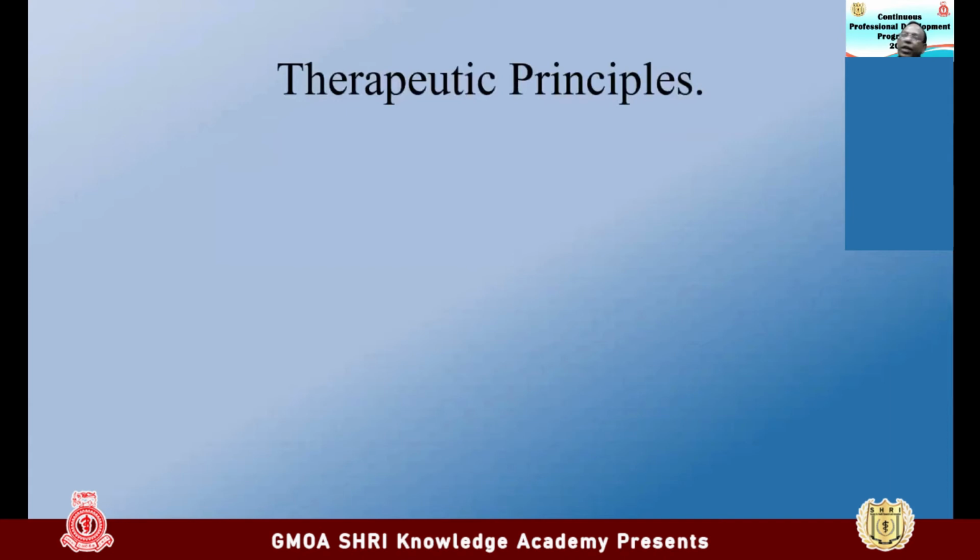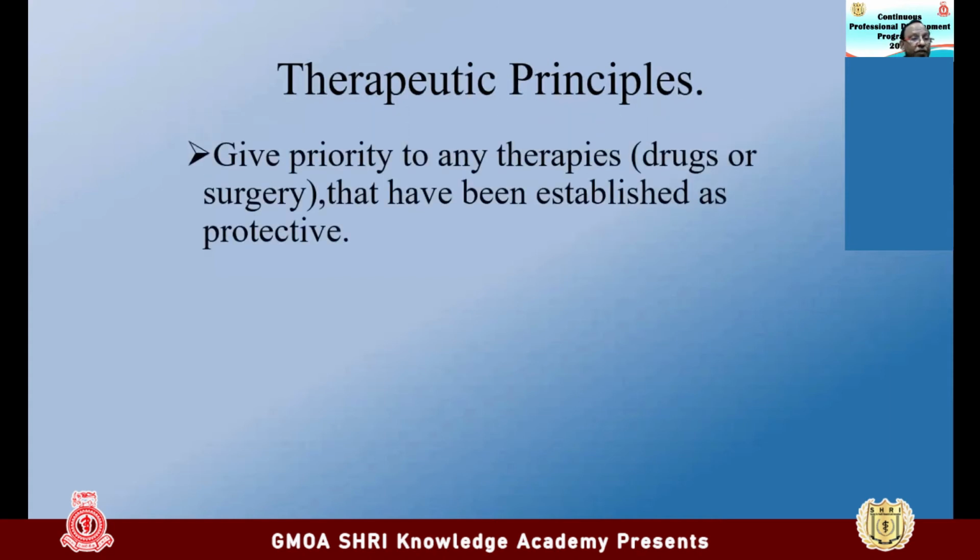When it comes to therapeutics, you all know the patient has to be started on treatment. There are four therapeutic principles that we adhere to. The first is to always give priority to any therapy, be it a drug, surgery, or device, that has been established as protective. What does protective mean? That drug or surgery should be able to slow down the disease progression.